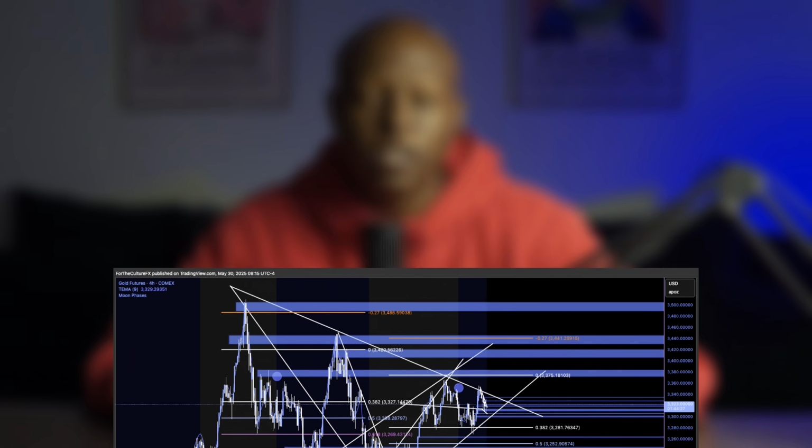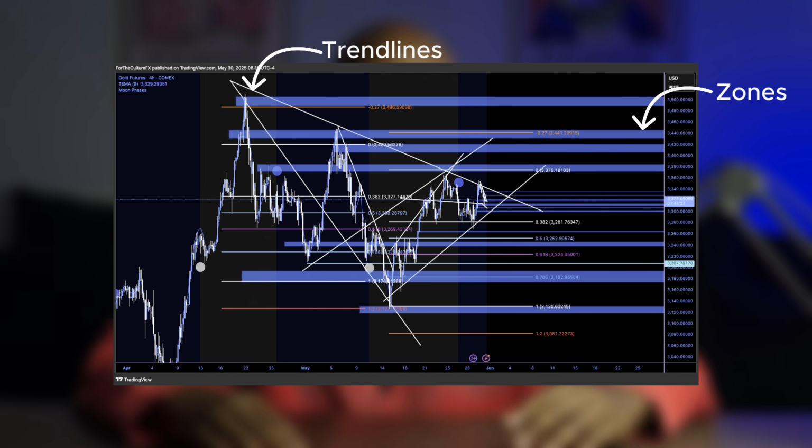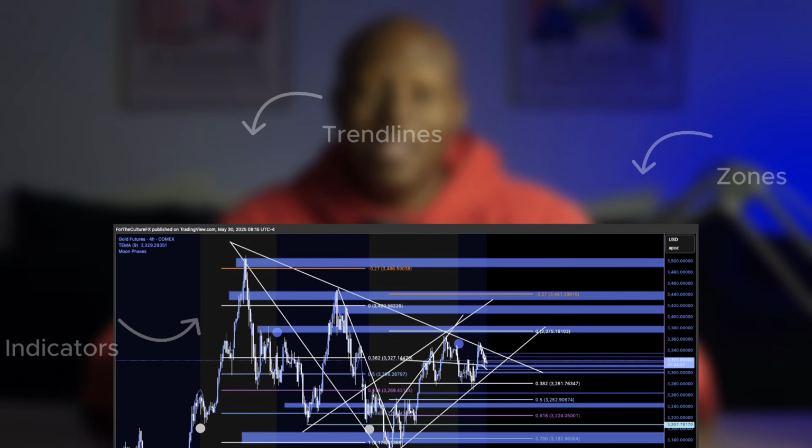The biggest problem I see with traders is having overly complicated strategies with too many confirmations. And if your charts look anything like this, where you have a bunch of trend lines, zones, and a ton of different indicators, this is actually going to crowd your charts up and make it much harder for you to trade. The secret to successful trading is having a simple, repeatable process that you can do every single day.